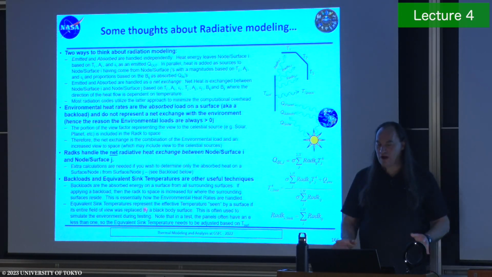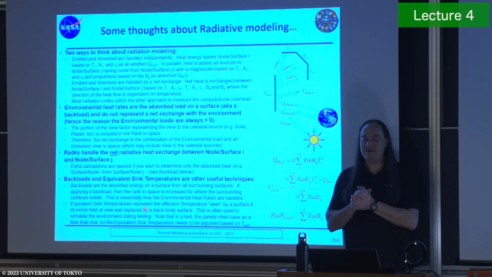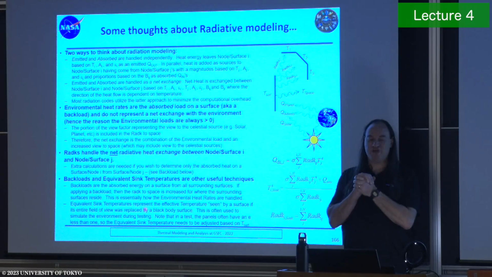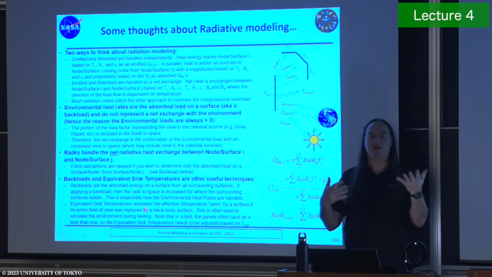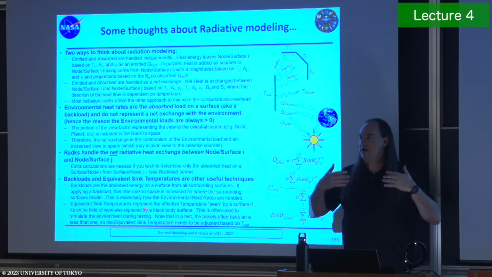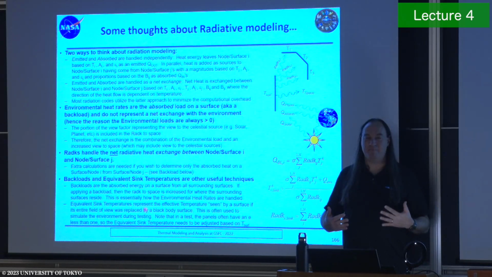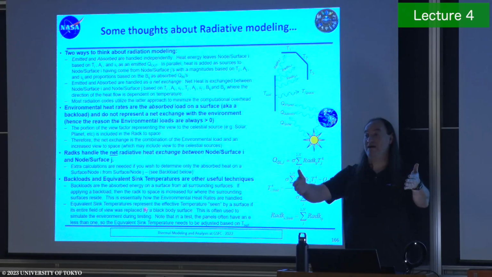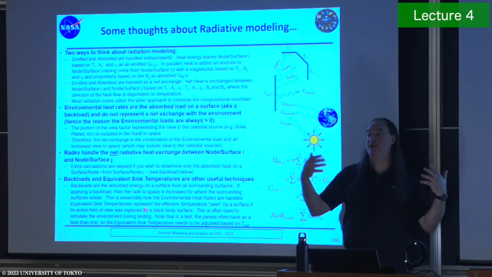All right, so some other thoughts about radiative modeling. There are kind of two ways to think about it. There's radiative exchange, and then there's just emitted and absorbed. So I'm a body generating heat up here. I'm emitting my energy out into the room. You're all bodies of heat emitting energy towards me and towards each other.